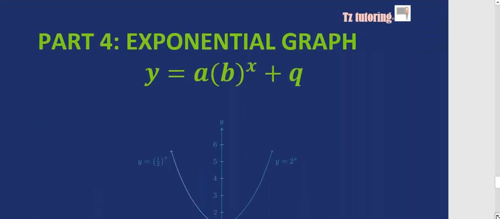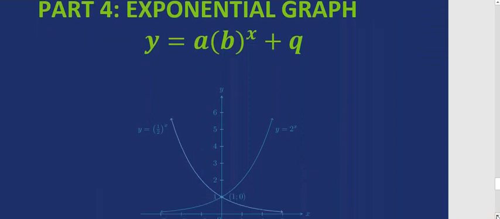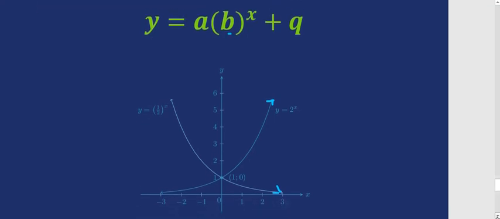Finally, we look at the exponential graph. The exponential graph, very simple. That's the format of the exponential graph, and of course, the b will tell us if the graph is upward sloping or downward sloping. If b is positive, the graph will be upward sloping. But if b is negative, the graph will be downward sloping. Let's go to the question.